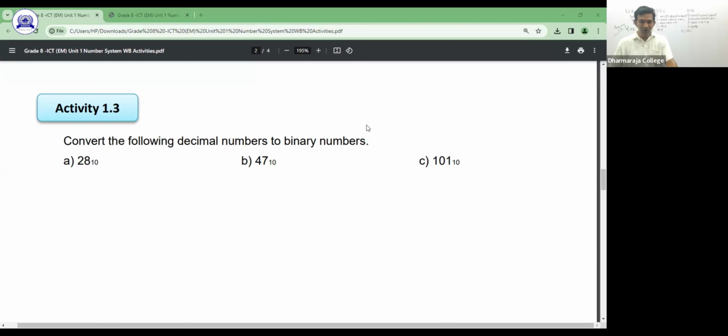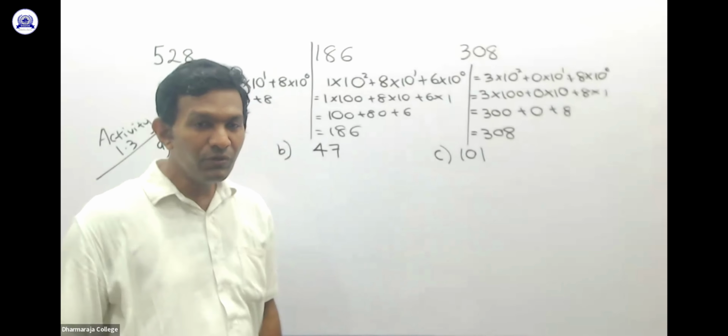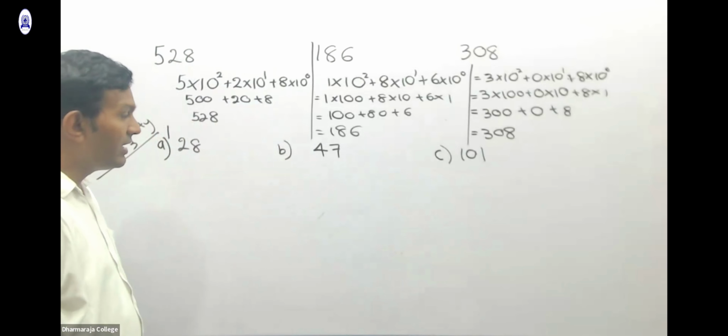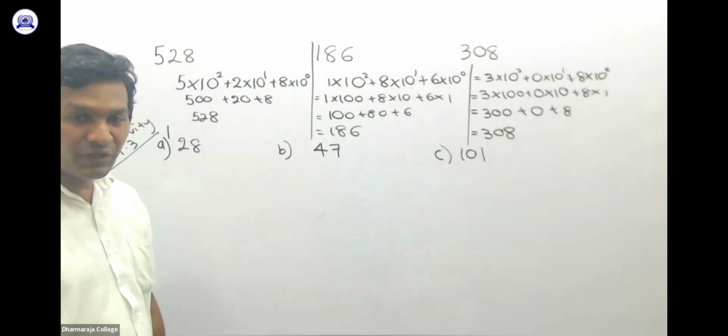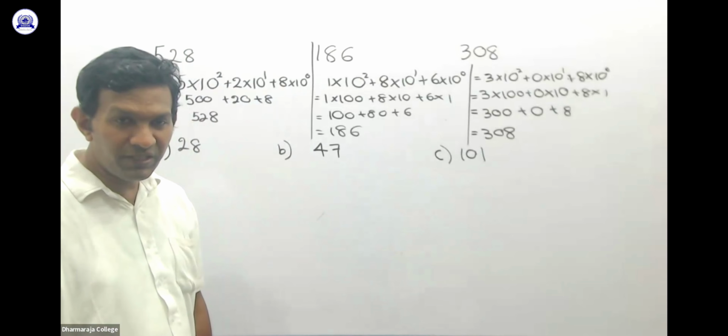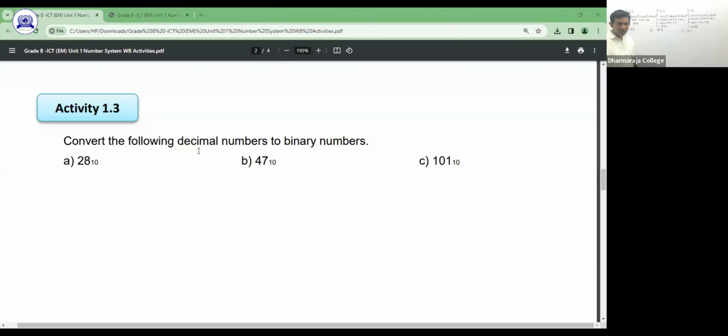So let's see now how you are going to convert this. I told you when you want to convert a decimal number into binary, we need to convert. That's the question now in this one asking. Okay. Convert the following decimal numbers to binary numbers. So you can take it like this.